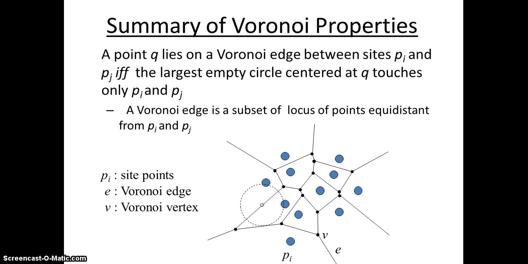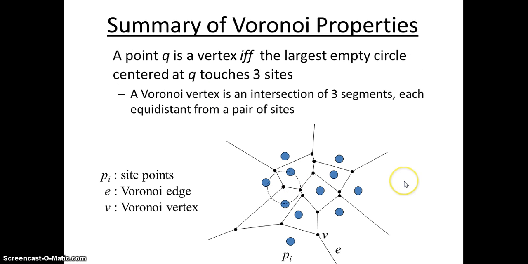You can also say a point Q lies on a Voronoi edge between sides Pi and Pj if and only if the largest empty circle centered at Q touches only Pi and Pj. Another point is that a Voronoi vertex will be a resultant of this circle center. That is, if these 3 sides are co-circular, then this particular point will be the Voronoi vertex. So we can illustrate that a Voronoi vertex is an intersection of 3 segments, each equidistant from a pair of sides.